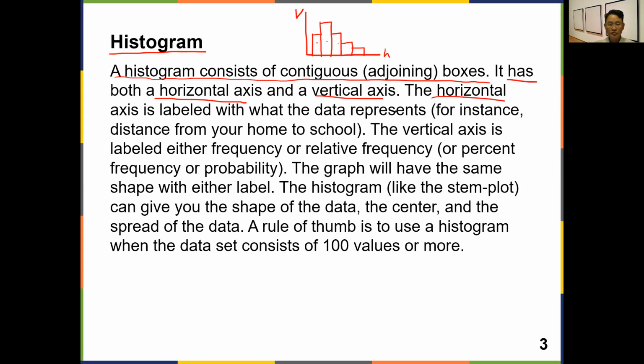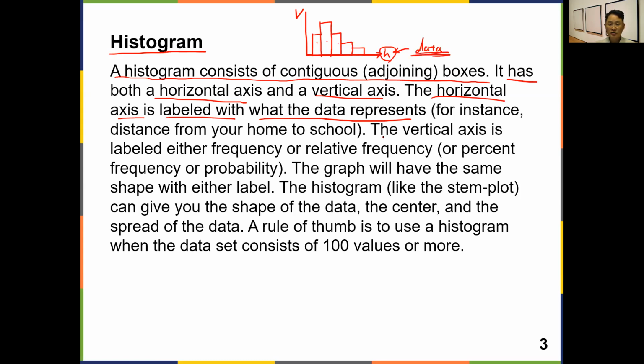The horizontal axis is labeled with what the data represents. So this represents the data, what the data represent. For instance, the distance from your home to school. So this axis, the usual x-axis or the horizontal axis, refers to the data.